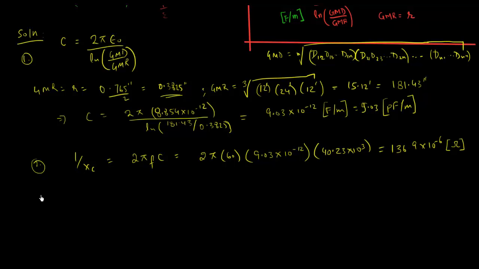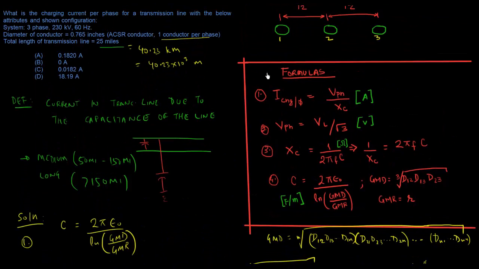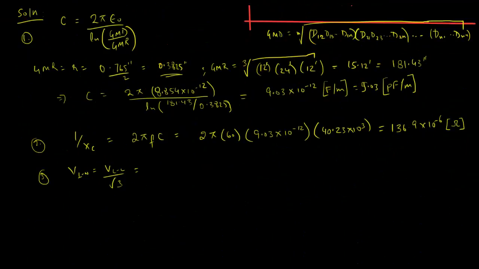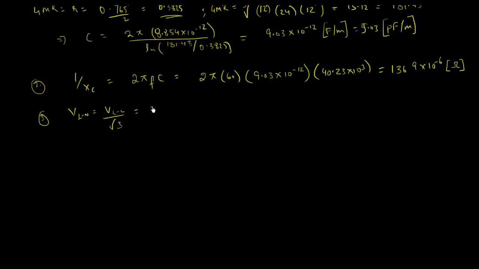Now that you have this, your step number 3 is just calculating your line to neutral voltage, which is your line to line voltage by root 3. We've been given in the problem the phase voltage is 230 kV. So that's the phase to phase or line to line. So that's 230 times 10 to the power 3 because it's kV divided by root 3 should give me a value of 132.7 times 10 to the power 3 volts.